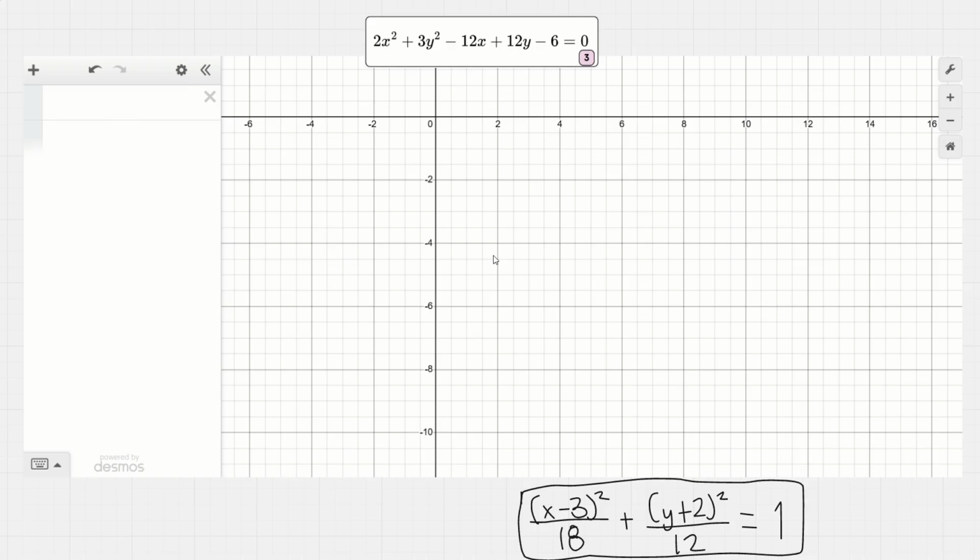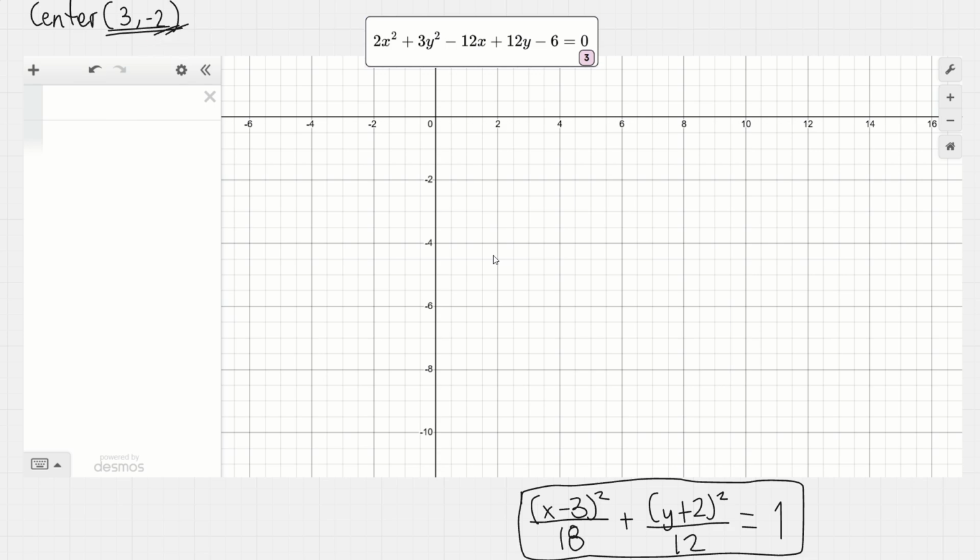Now, in our standard equation, we can get our center. So our center is h and k. So our center will be this and this. We will just change its sign. So our h will be positive 3, comma, negative 2. So that must be our center.